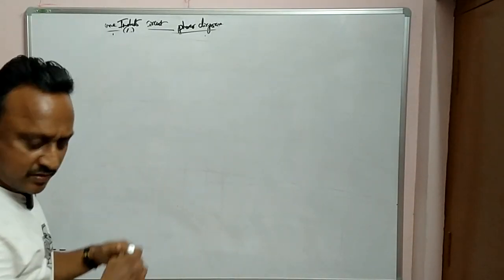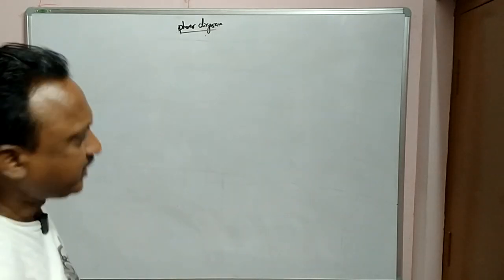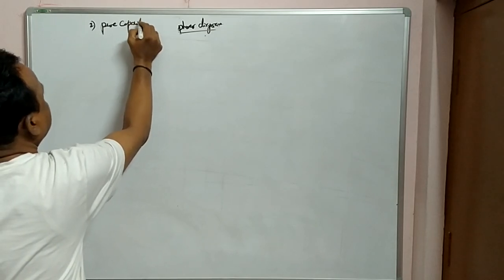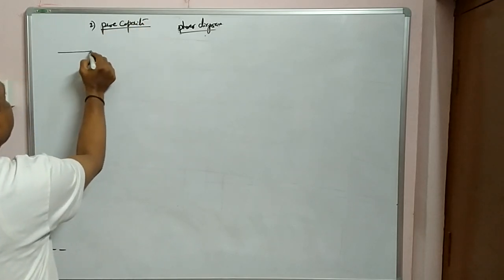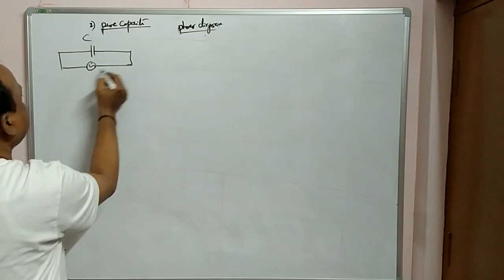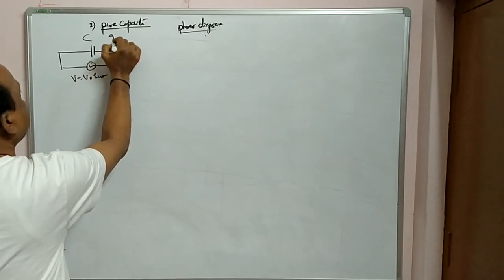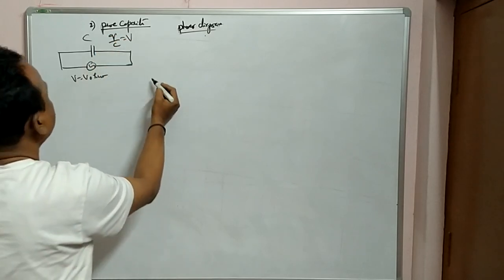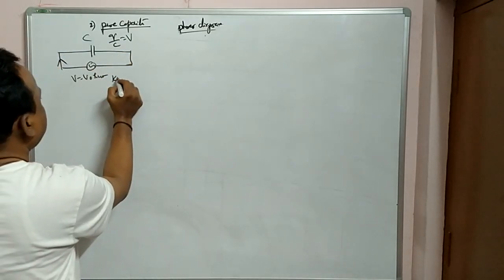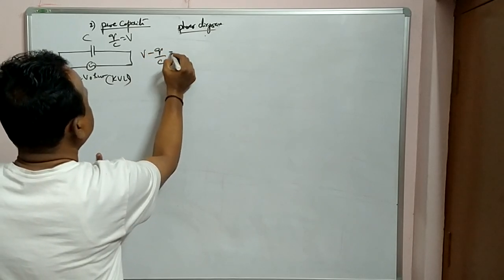Next one is pure capacitor. That you can try at home. Second one, pure capacitor. So this is the circuit diagram for pure capacitor. This is alternating voltage. V is equal to V0 sin omega t. Q by C is equal to V, or Q is equal to CV. Now applying again KVL. So what happens? V minus Q by C is equal to 0.